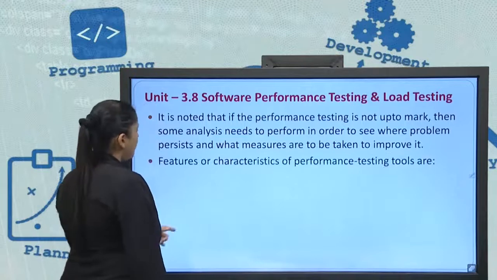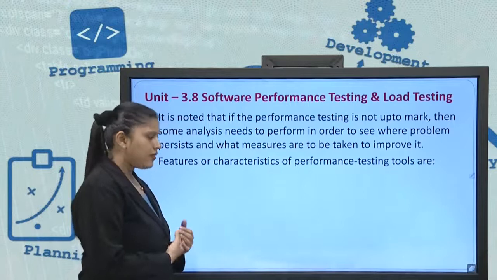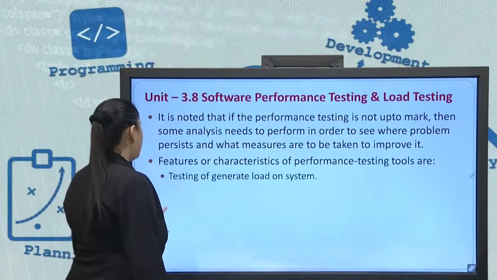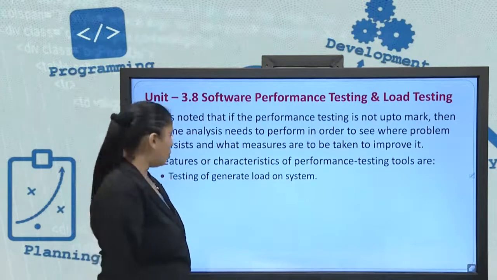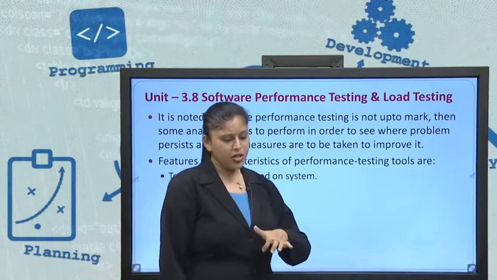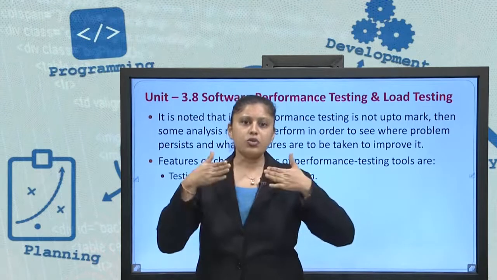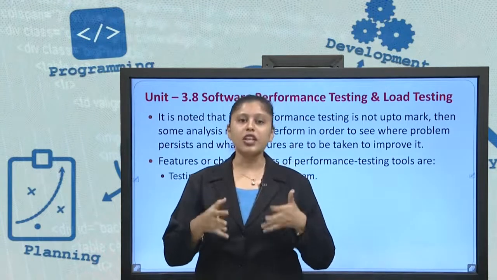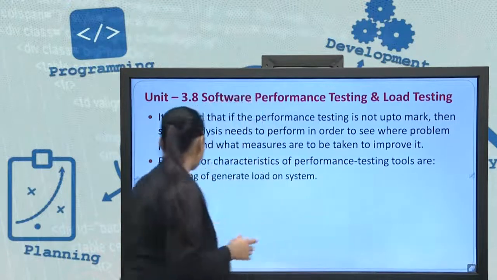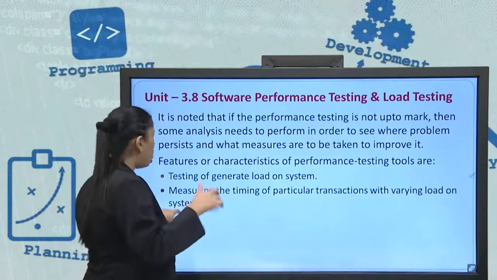Now the features or characteristics of performance testing tools. There are various tools available for performance testing. What are the features required for it? First is generating load on the system. Because we have to check the performance, we are supposed to generate load on that system, on that software. So first we generate the load on that particular system, then measure the timing of particular transactions with varying load on the system.